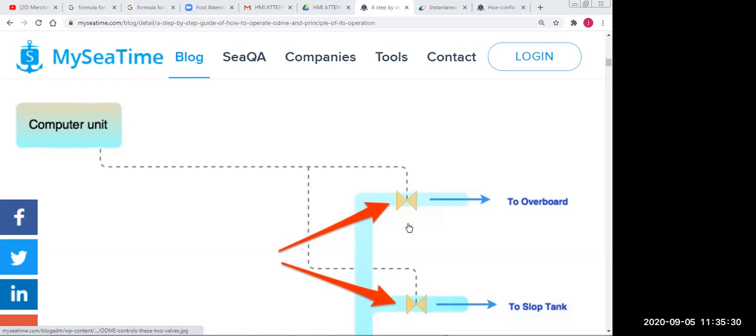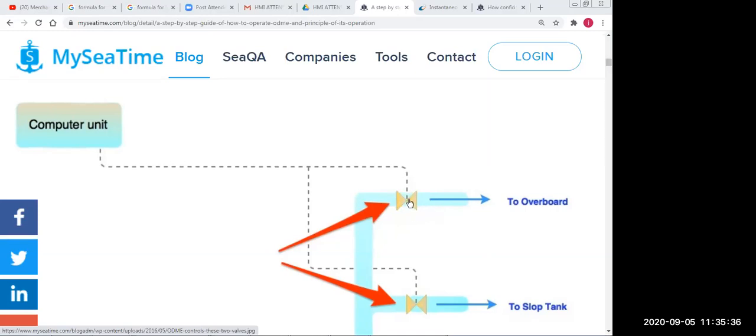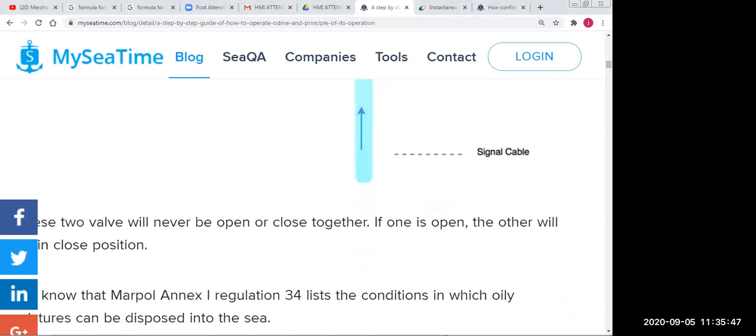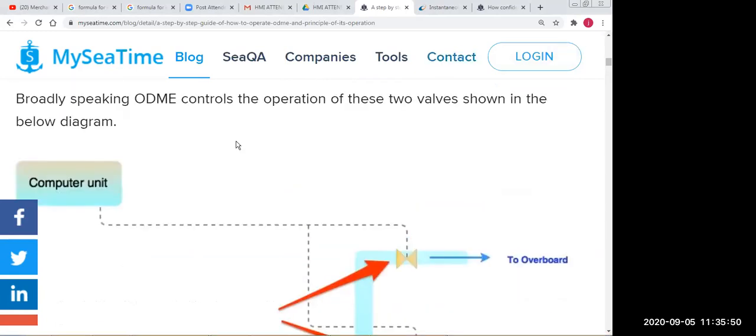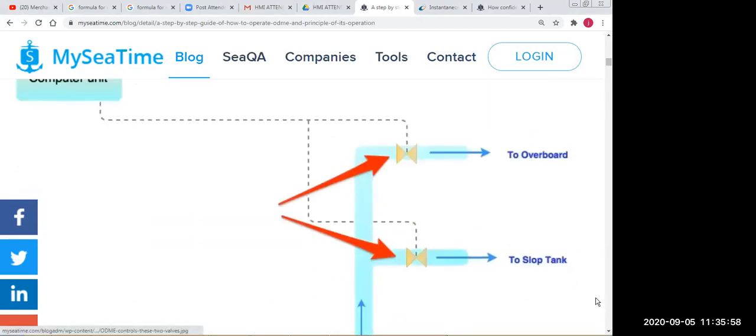So to control the discharge of oily water into the water, we are using ODME. We want to control this overboard discharge by measuring how much oil is in that water, and that is done by ODME, which is a computerized unit, which you see here. It is measuring the oily water sample in the slop tank, and hence controlling the overboard discharge valve.